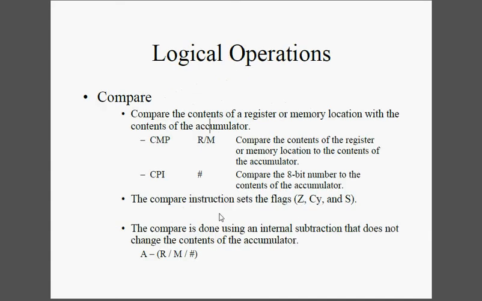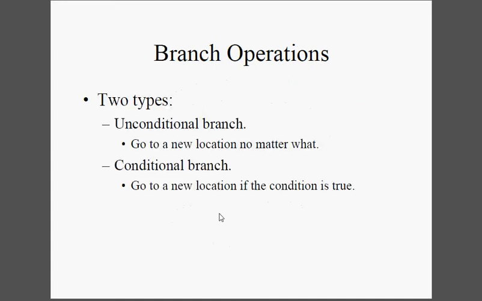You have to know all that, and you have to go through the documents, and we have it. If you don't find it, you have to Google it. And there are branch operations, and there are two types: the unconditional branch and also the conditional branch. The unconditional branch will go to a new location no matter what, meaning there's no condition for the branch. When you reach that unconditional branch instruction, it will go to the new location.